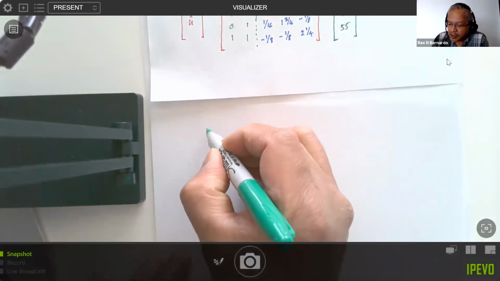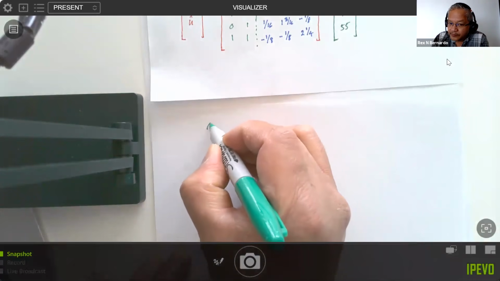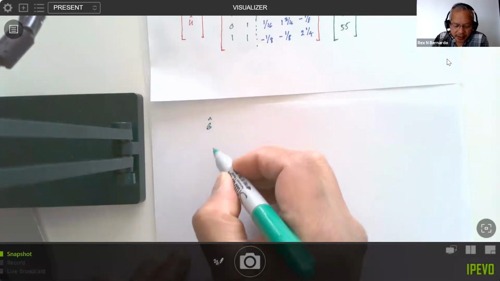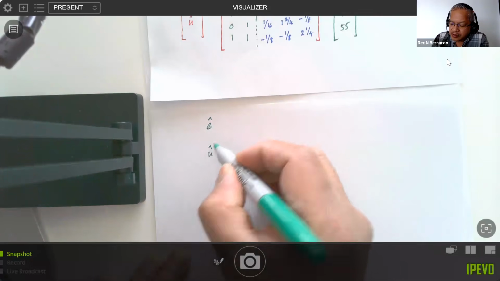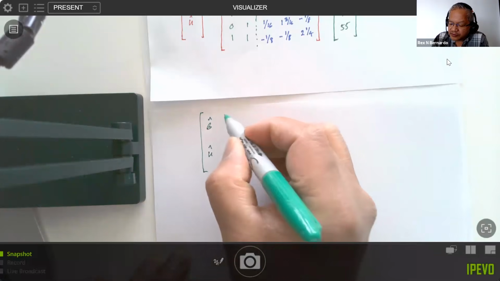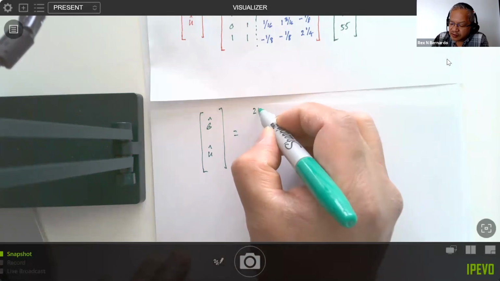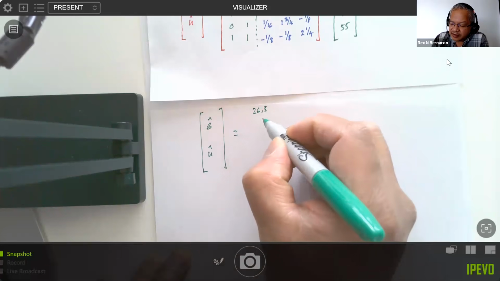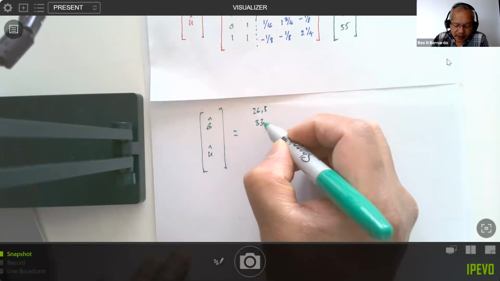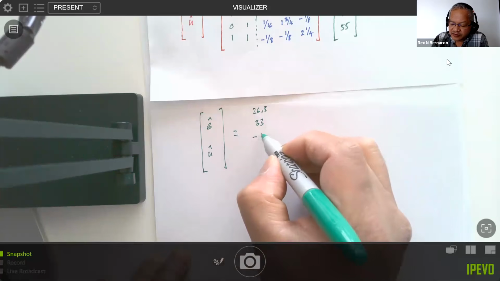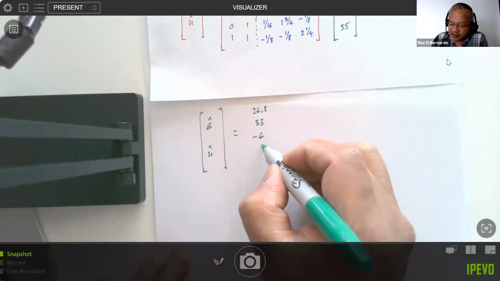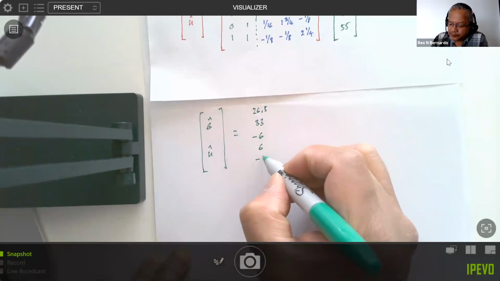our estimate of beta and mu, our solution vector, is equal to the following. It's 26.5 and 33, and then -6, and then 6 and -2.